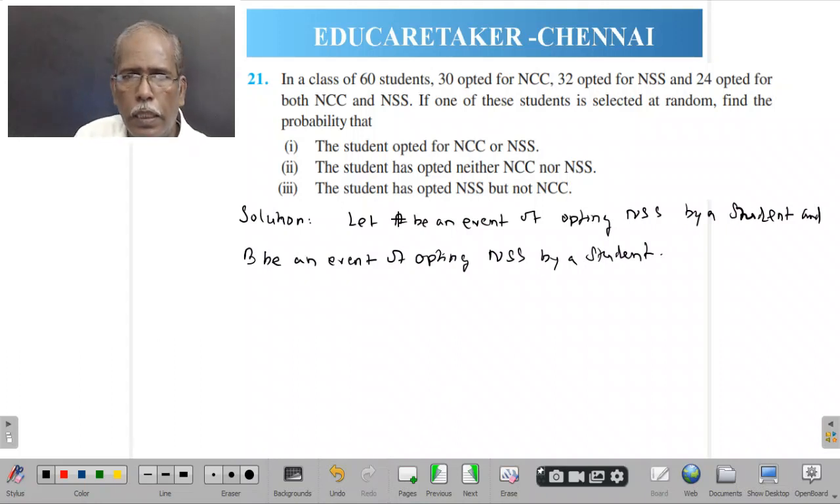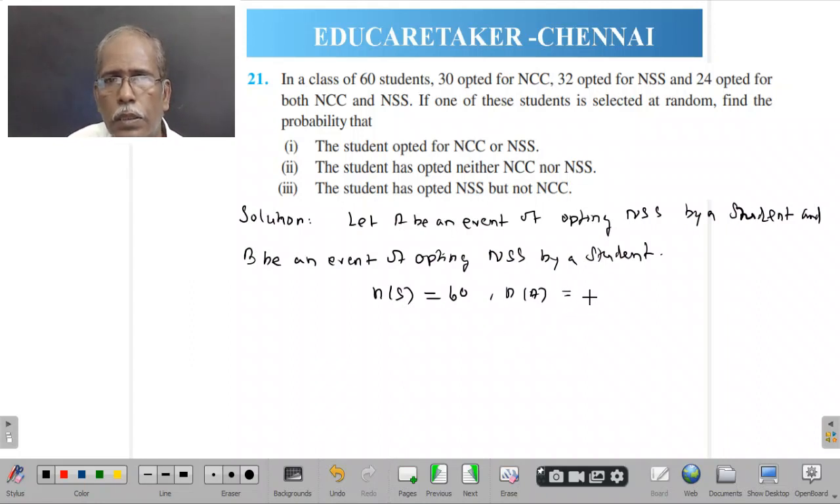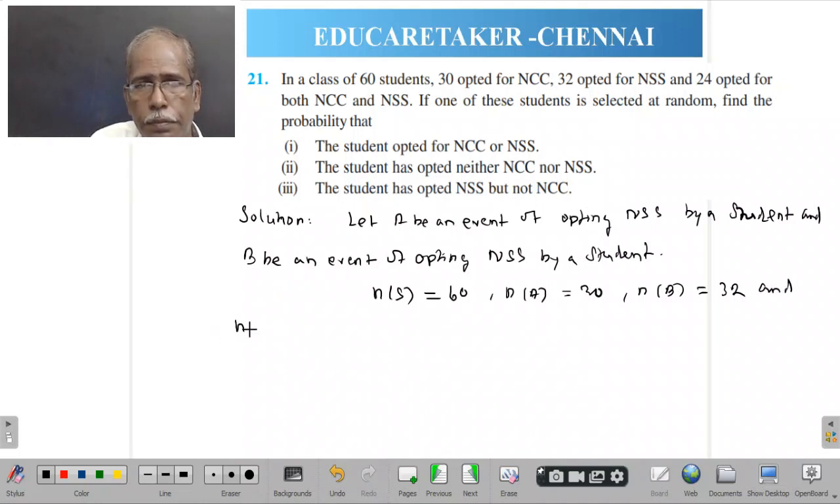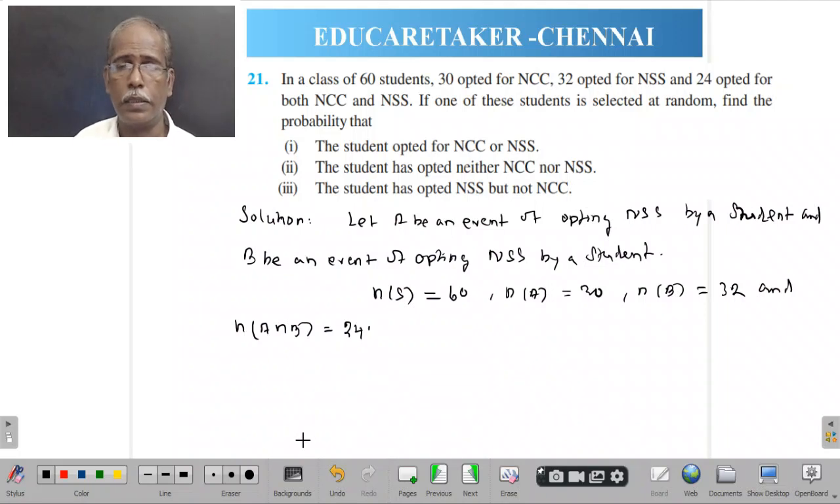Then n(S), from the data, the sample points, is overall 60 students. n(A), the total number of students opted for NCC, is 30 students, and n(B), the total number of students opted for NSS, is 32 students, and n(A intersection B), opted for both NSS and NCC, is 24 students out of 60. These are the available data.